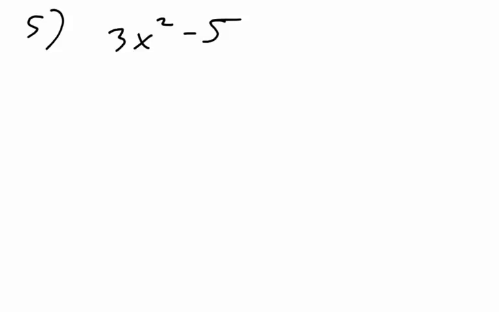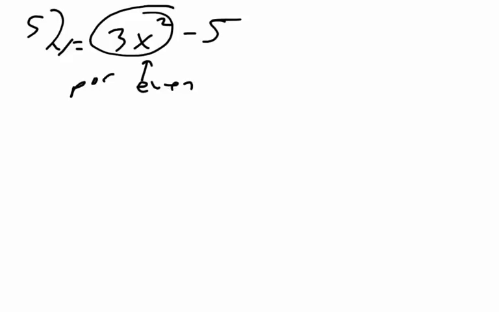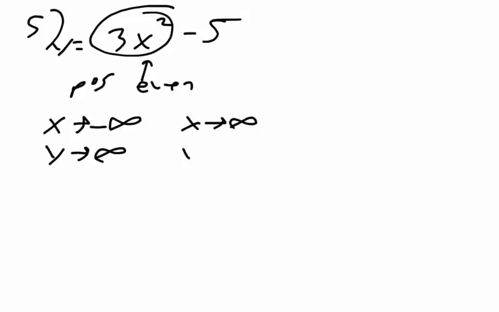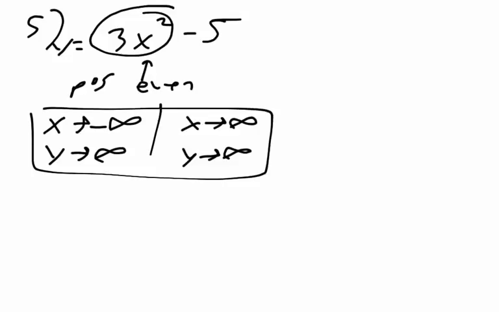For problem number 5, we have the same thing. We got the 3x squared being the highest, which is even and positive, which means on both sides we are going to be up, which means I use positive infinity for both sets of y's. Remember, x going to negative infinity is always the left, x going to positive infinity is always the right, and those are always part of your answers, and this just means we're going up and up.